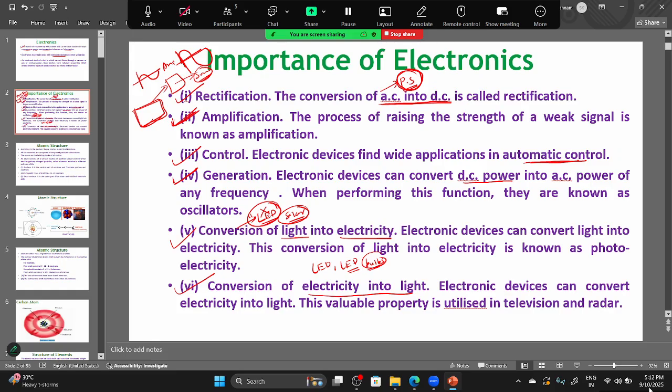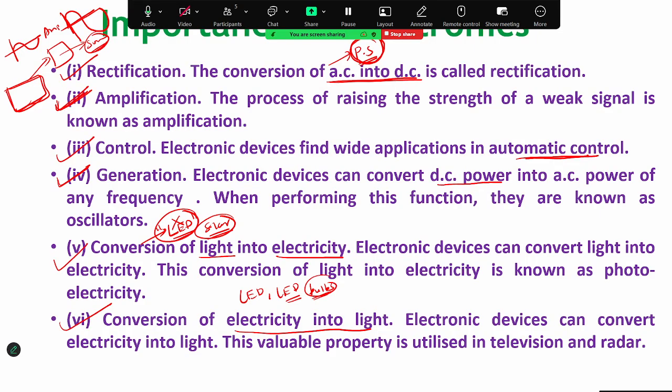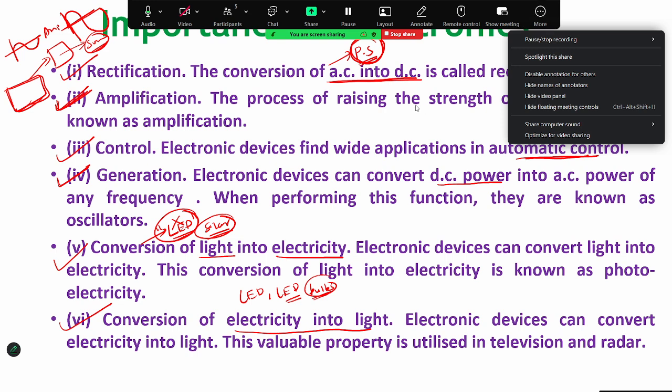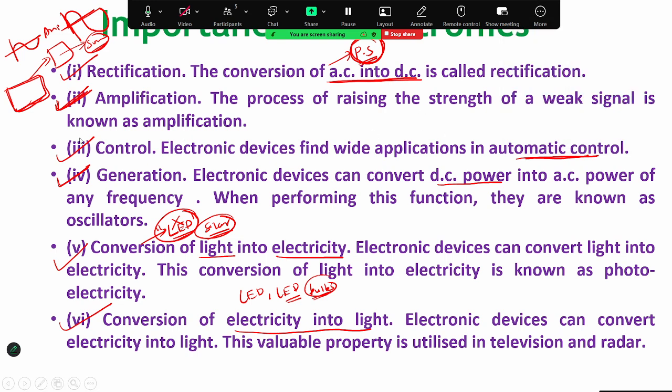Yeah. So it will convert electrical energy into light energy. Okay. So these are the applications of electronics. Any doubt in this? One is rectification. Next one is amplification. Next one is control. Next one is generation, from DC power to AC power. And conversion of light into electricity, and conversion of electricity into light.